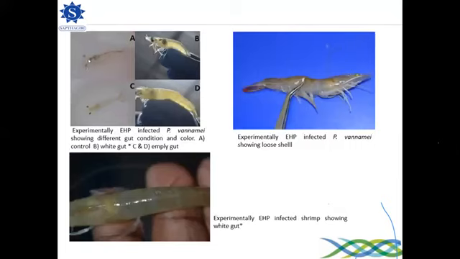Pictures of EHP infected shrimps, both experimentally and naturally infected. We can see clear shrinkage of the hepatopancreas, discoloration of the hepatopancreas, and white gut.